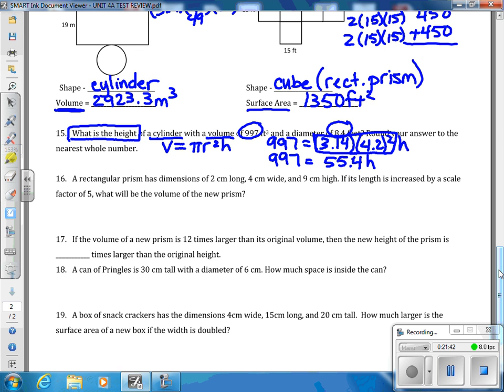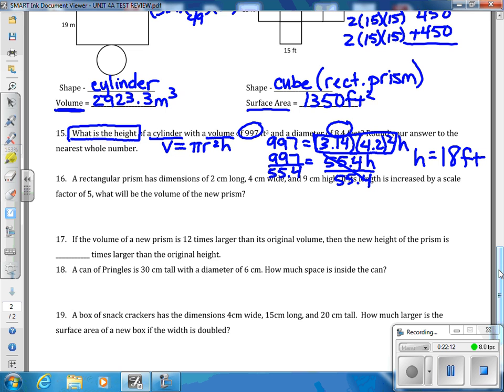And because 55.4 is being multiplied times h, we want to get rid of it, so we have to divide by 55.4. This is a one-step equation, just like you get at the end of a proportion. So you're going to solve it the same way. When you take 997 divided by 55.4, you are going to get a decimal, 17.99 something. So it says to round it to the nearest whole number, which means that it is closest to 18. It is being measured in feet, so the height of the cylinder would be 18 feet tall. That's all you need to figure out.